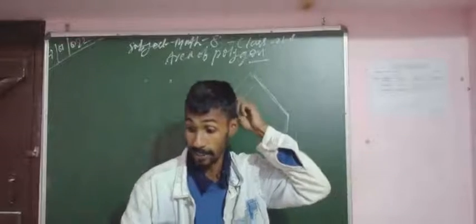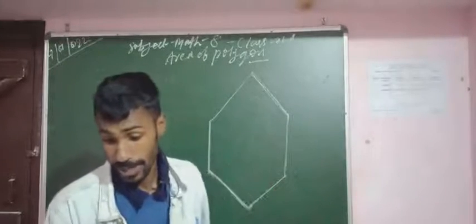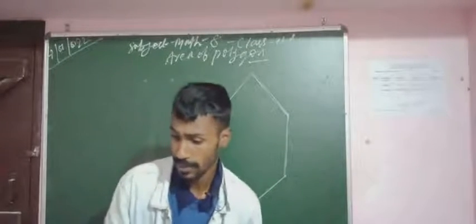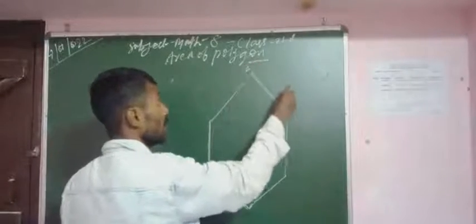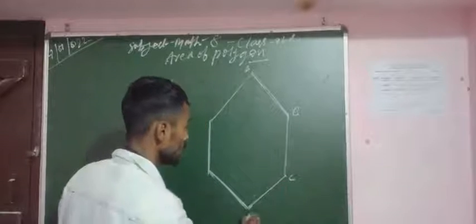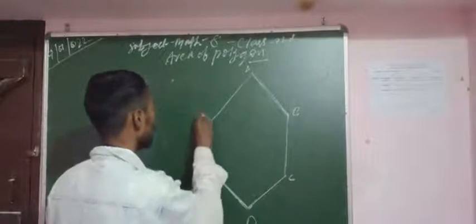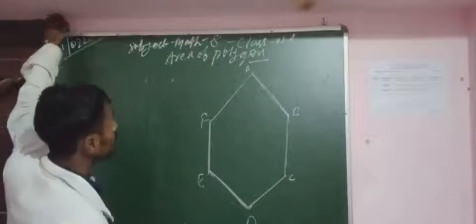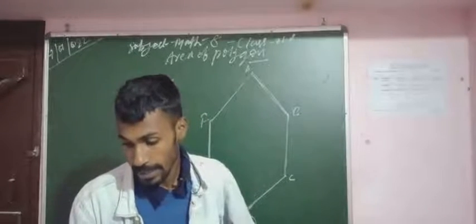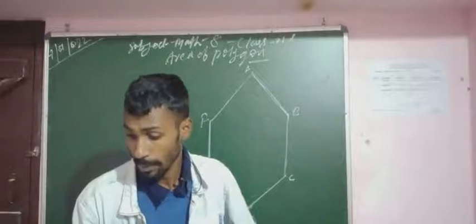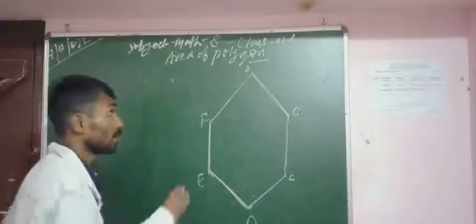Okay, we will take another example. Maybe it's your homework. You find the area of the given hexagon A, B, C, D, E, F, in which each side measures 5 centimeter.